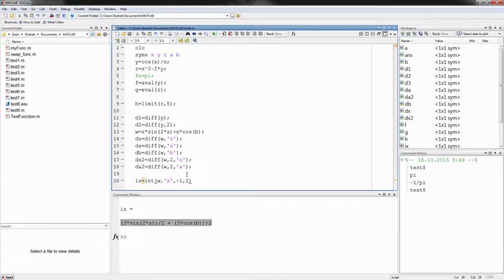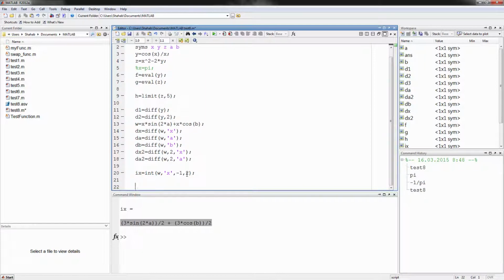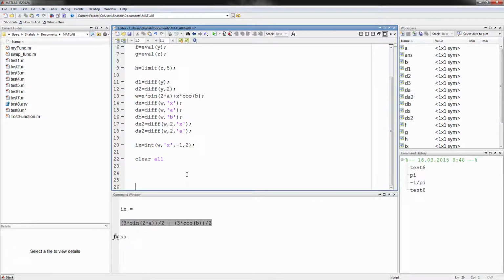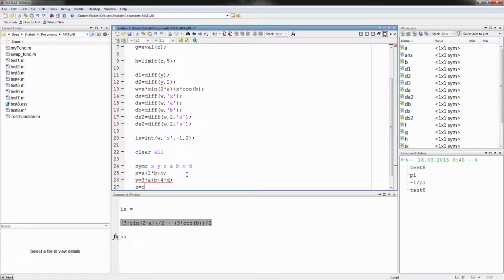Now, the last thing that we want to talk on today's lecture is the Jacobian matrix. You know, the Jacobian matrix is a type of matrix that you would put the function on the first row and the derivatives come on the second row. Now what I want to do is I'm clearing all the variable symbols that we had, and I define new symbols, let's say x, y, z, a, b, c, d, and I am defining x to be a plus 2b plus c, y to be 3a plus b plus 4d, z to be c minus 3, let's say a plus 2d.